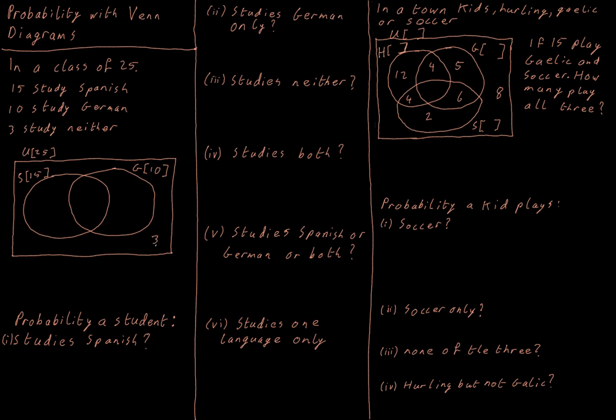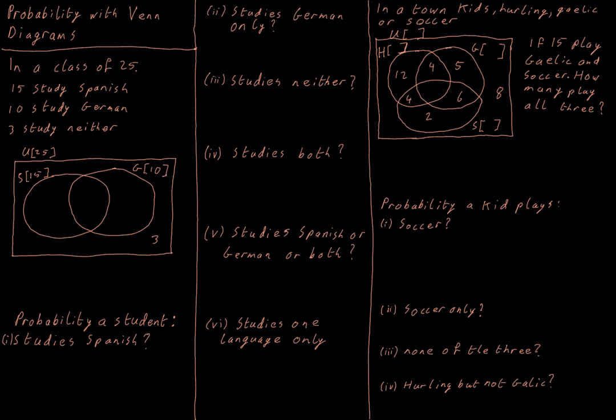Now this 3 here doesn't have a dot next to it because it's a cardinal number of a set. It's the number of students that don't study either Spanish or German, but they are in this class of 25 people. If this was the element 3 as part of a set, then we put a dot next to it. The absence of a dot tells us that we are dealing with a number of elements rather than the element 3. Now, moving on.